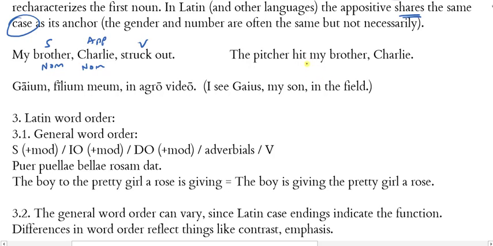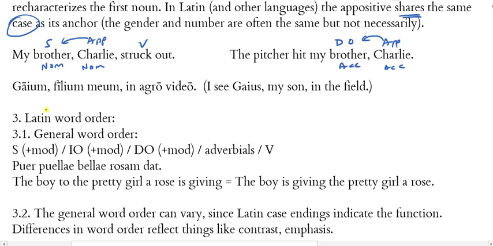In the second sentence, the pitcher hit my brother Charlie. My brother is the direct object. Charlie is in apposition, renaming the direct object here, whereas in the first sentence, Charlie was renaming the subject. So what case would brother be in Latin? It would be accusative case, and then Charlie, the appositive, would likewise be in accusative case. You see how that works?